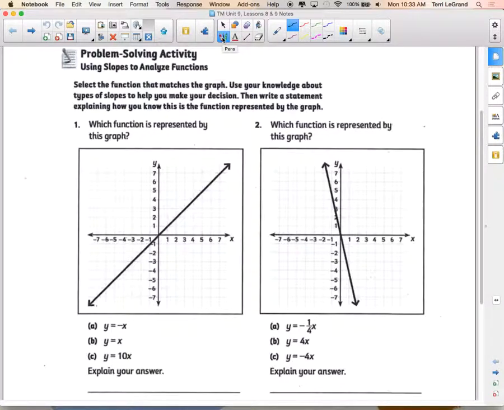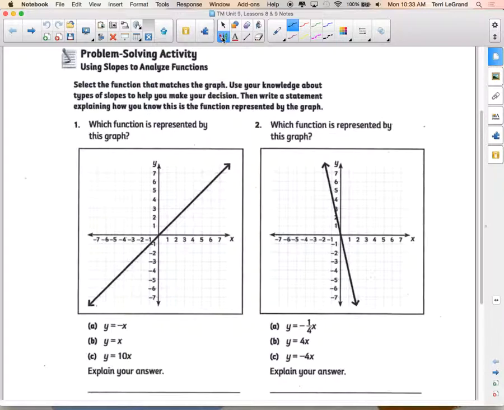Okay, let's go back and review what we learned about slope. How do we find slope? What ratio do we set up? Sam? The rise over the run.